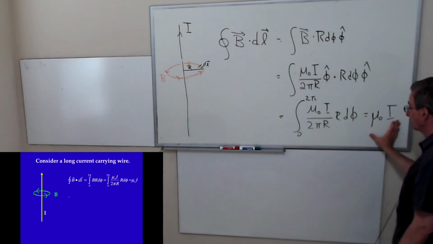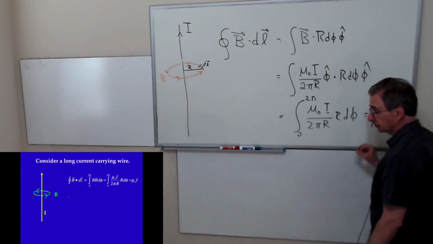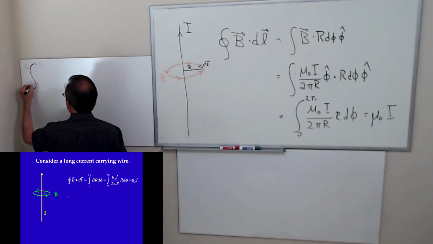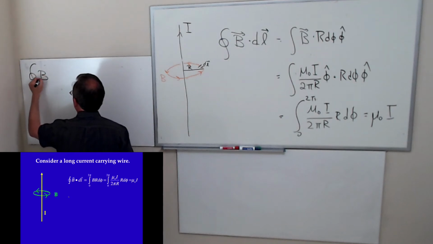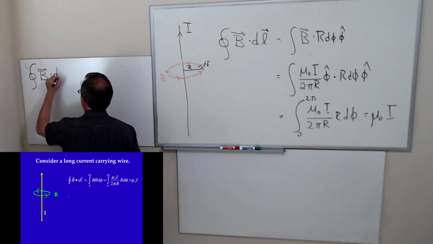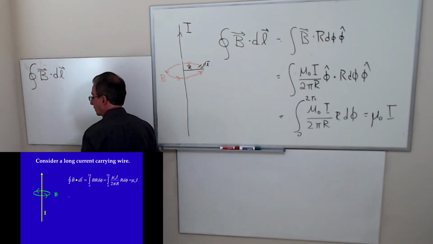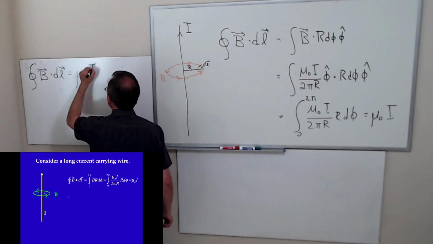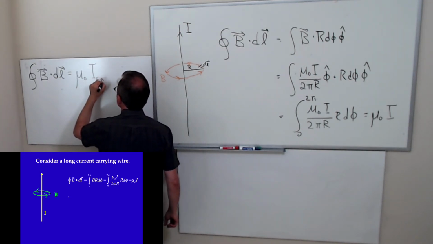So this is true in general. It's true in general that if you integrate the magnetic field around a closed loop, it's going to be equal to μ0 times I. And I've got to write down I enclosed.